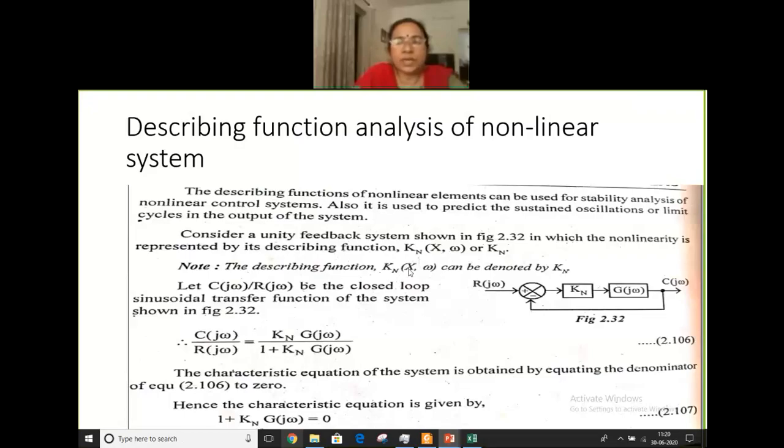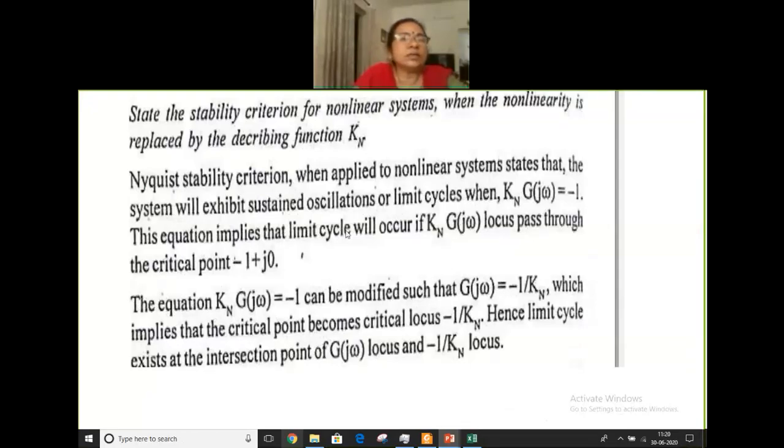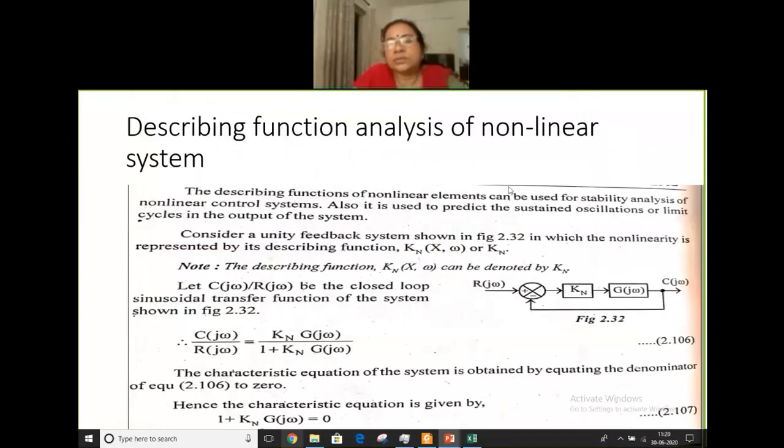Okay. State the stability criterion for nonlinear system when the nonlinearity is replaced by the describing function. Kn is a function of X, the input amplitude, and omega, the angular frequency. Just see this: the nonlinearity is replaced by this describing function Kn.